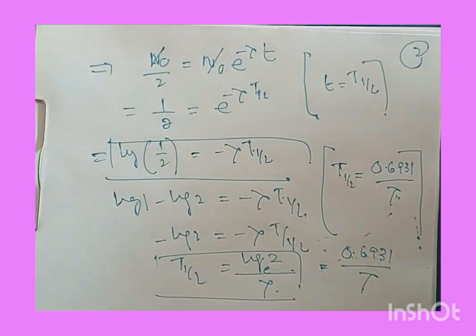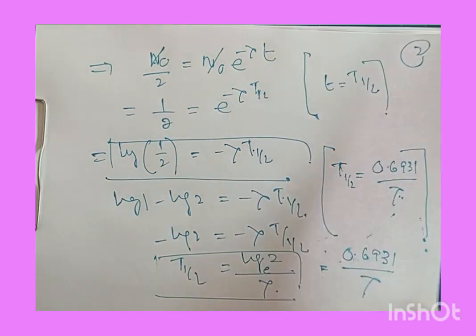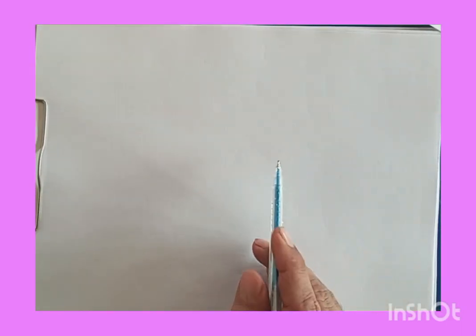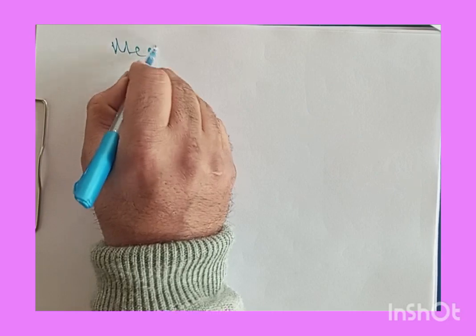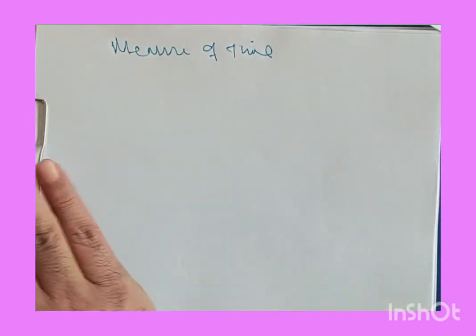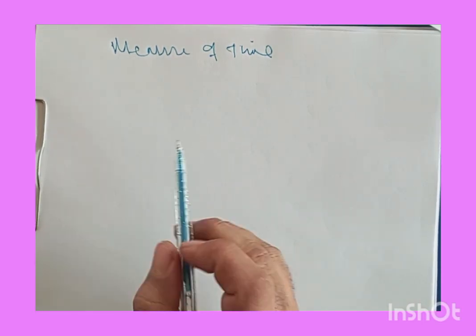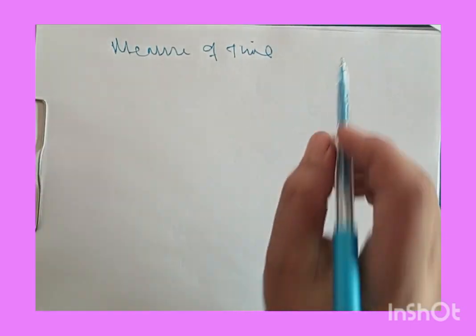So what we have achieved is the expression for half-life of a radioactive substance. We can see that this half-life is inversely proportional to the disintegration constant. And this half-life is giving us the measure of time, basically. It gives us the measure of time for which a radionuclide lasts to one half of its initial number.